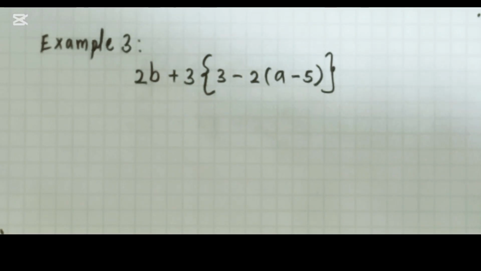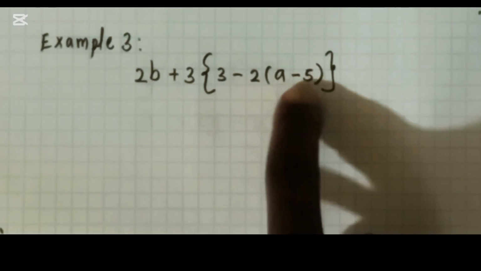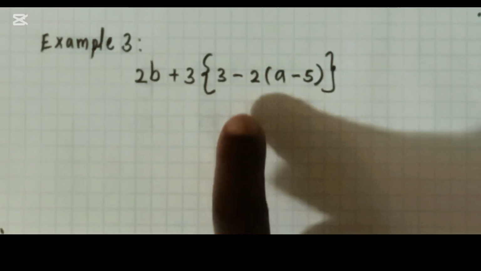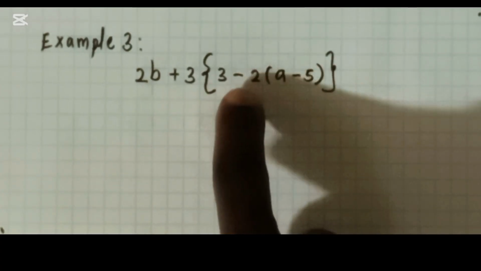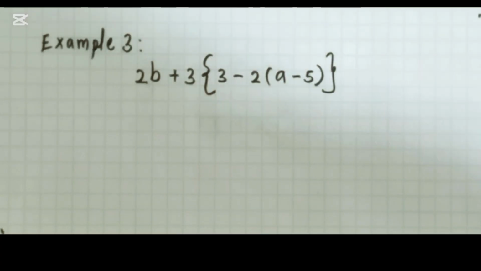Now, let us try and solve this. To solve this, we're going to start by expanding the bracket that is within the larger bracket, and that is going to be (a - 5). We're going to start by expanding this bracket first, then simplifying everything within the larger bracket, and then removing the rest of the brackets. Now, let us do this and see what we have.